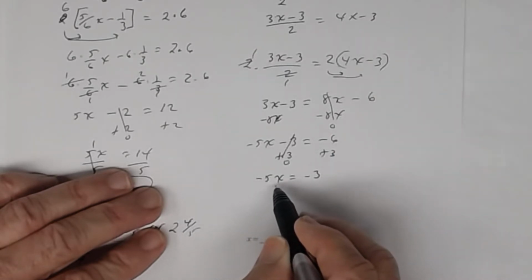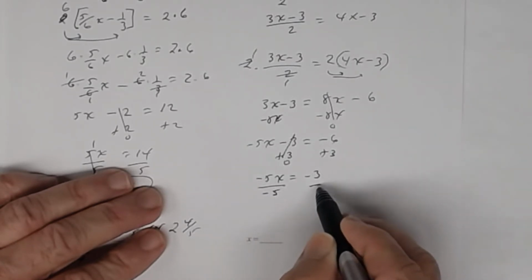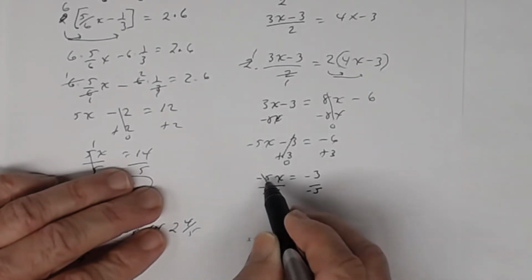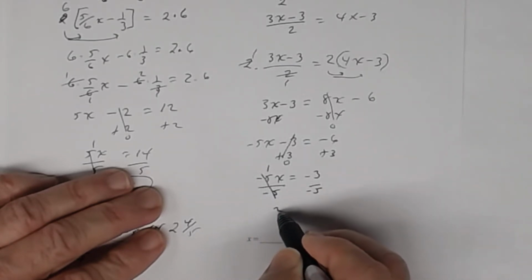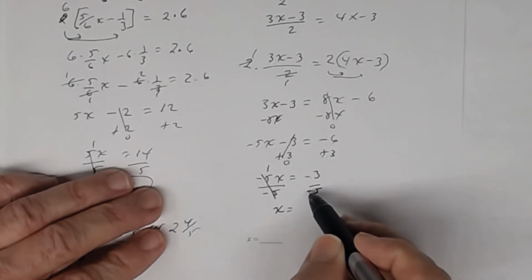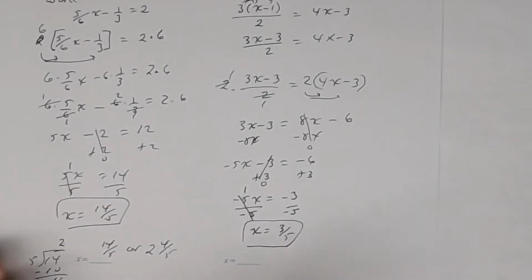Now to get x by itself, right now you're multiplying by negative 5. So the opposite is to divide both sides by a negative 5. A negative 5 divided by negative 5 is 1. 1 times x is x, so I get x equal. You have to recognize that a negative divided by negative is a positive. So the answer is 3/5. All right, so that was number 2.